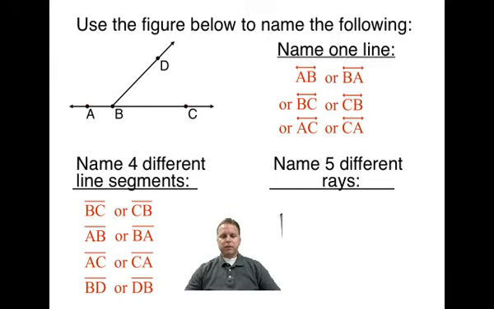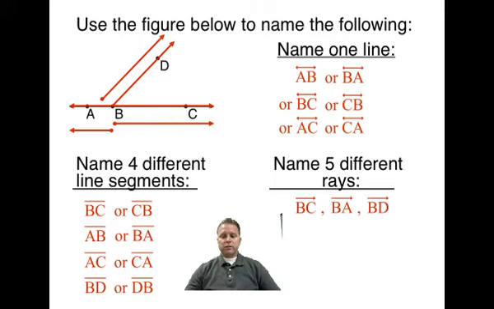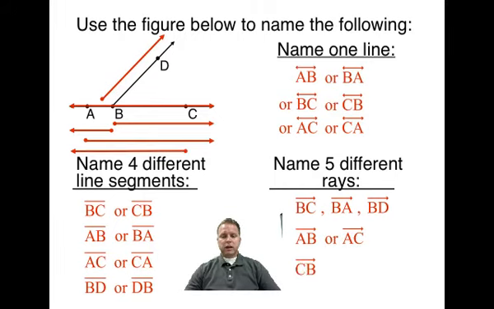Now we're going to name some rays. We could have ray BC. We could have ray BA. And again, you want to make sure that you start with where it ends. So the first letter is the endpoint. So BD, AC, or AB, and we could have CA or CB.